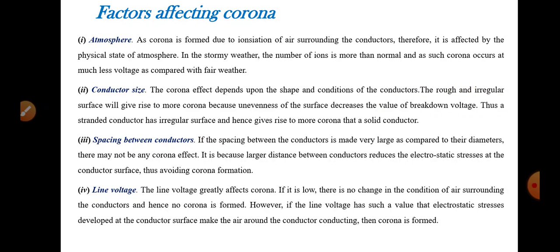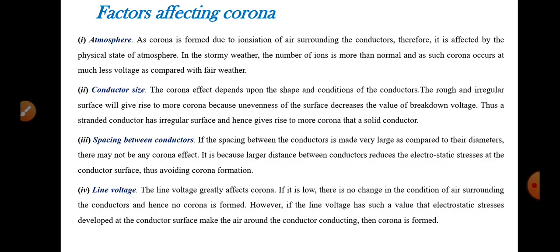So let's see which are the different factors affecting corona. They are atmosphere, conductor size, spacing between conductors, and line voltage. Atmosphere: in stormy weather or cloudy weather, the number of ions around the surface of the conductor will be more than the normal case. So in such conditions, corona formation will occur at a much lower voltage compared with normal fair weather. And second one is conductor size.